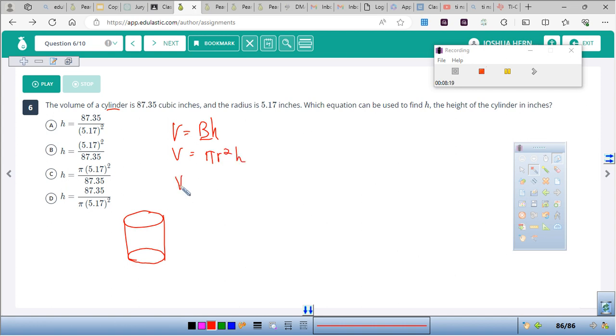So we're going to start plugging in the values that we know. Okay, so in everything, we do know the volume. The volume is going to be 87.35. The radius is going to be 5.17. The height is going to be h. So we don't know what is the height. We know everything else, and we're going to plug that in here. So we're going to go 87.35, which is your volume, is equal to pi, and we're going to put the radius of 5.17, and then times your h.